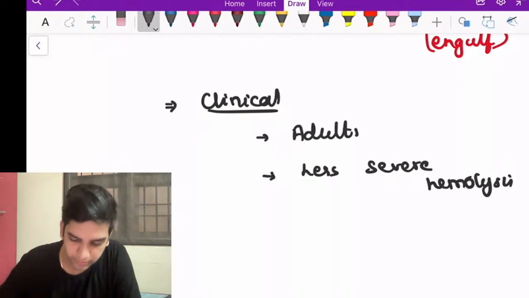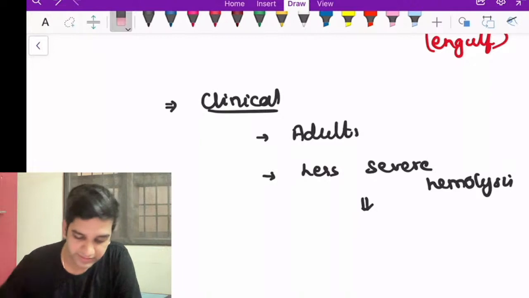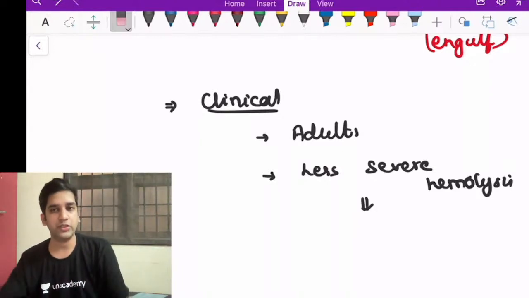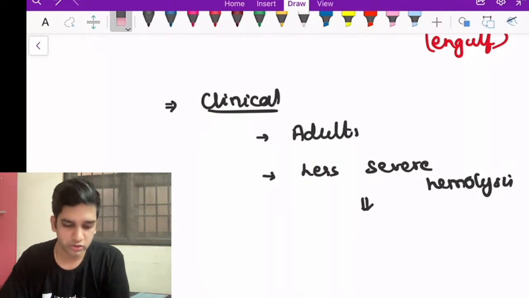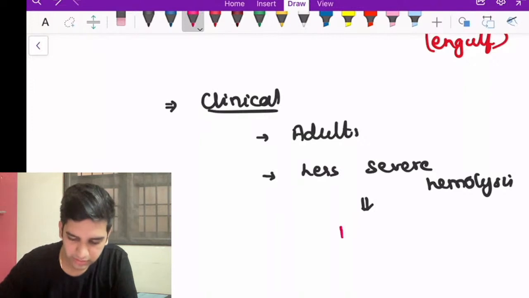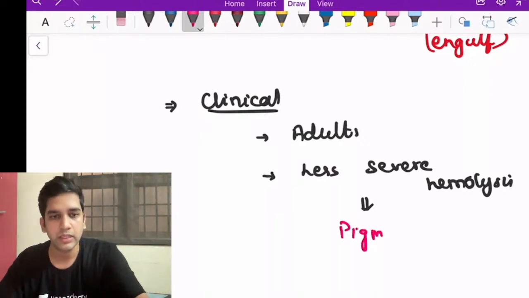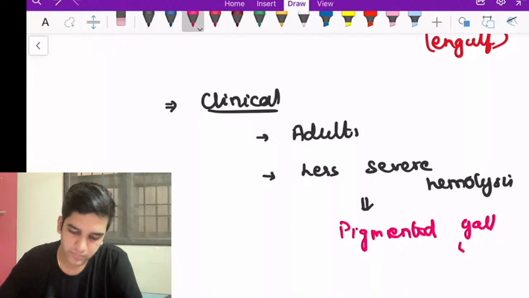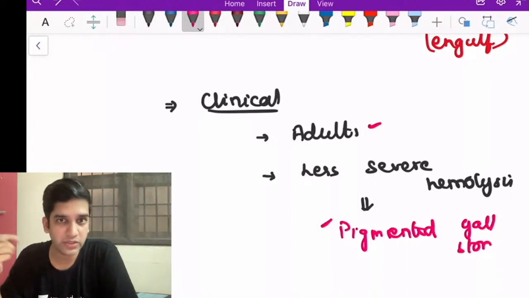When it keeps on loading bilirubin years together, one fine day they might present with a gallstone. What type of gallstone do you think the patient will have? Pigmented gallstone or cholesterol stones? Perfect. The patient will have pigmented gallstones, right? Okay. So this is a triad. I have adults presenting with a pigmented gallstone.